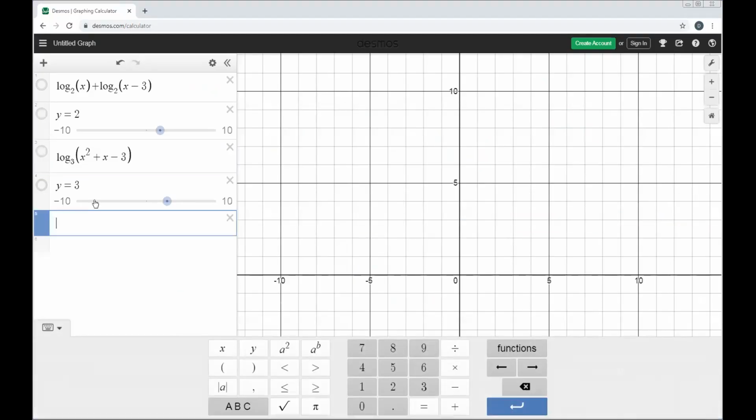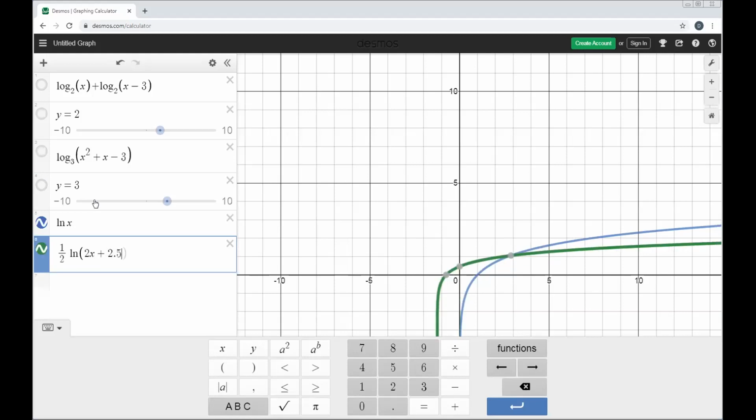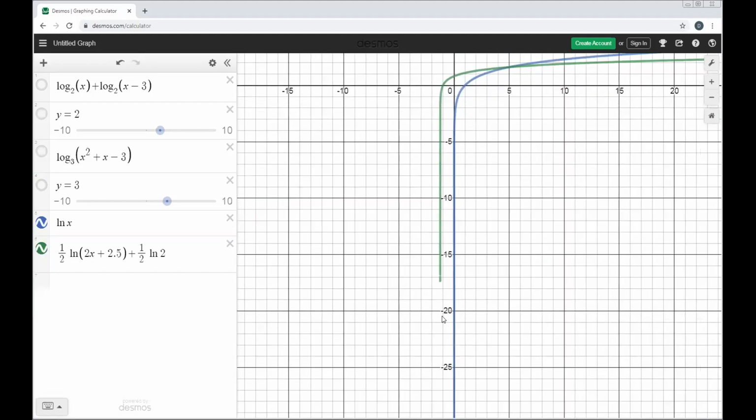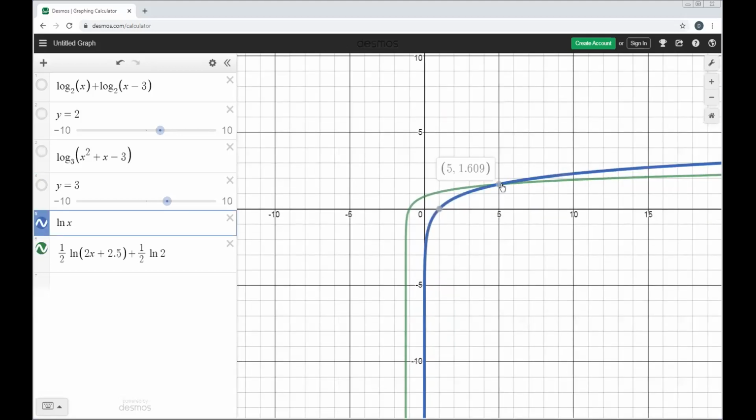All right, so this one, again, let's graph natural log of x and 1/2 times the natural log of 2x plus 5/2 or 2.5, plus 1/2 natural log of 2. Right, and by the way, all of this is just equal to a number. And look at that, they intersect at 5, which is the solution we got. And we can see there's no intersection at -1. All right, very cool. Let's go back to my iPad now.